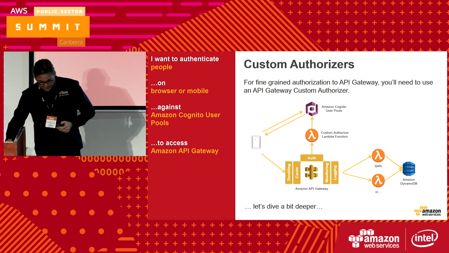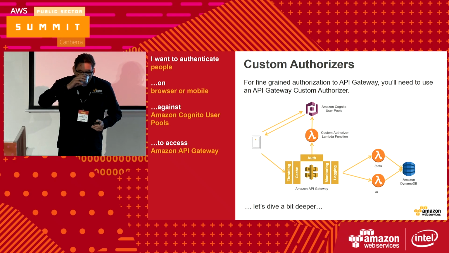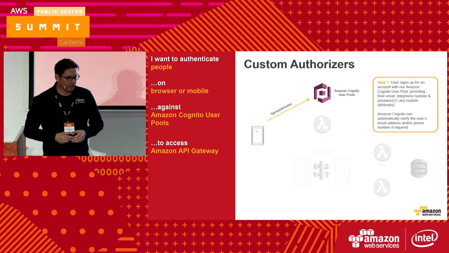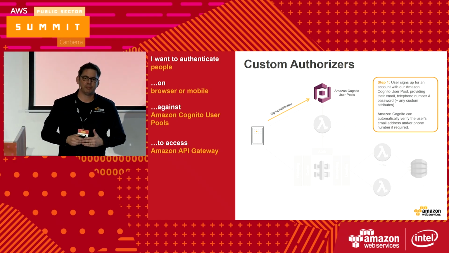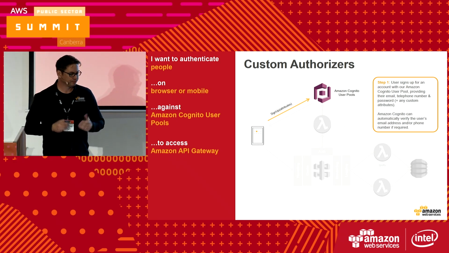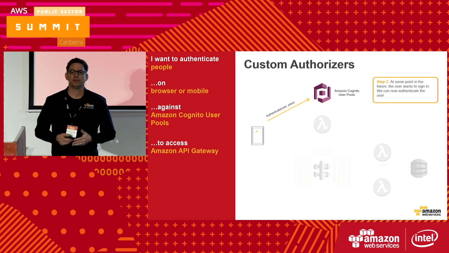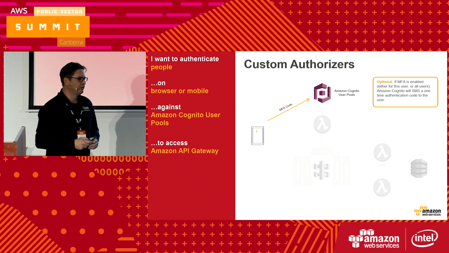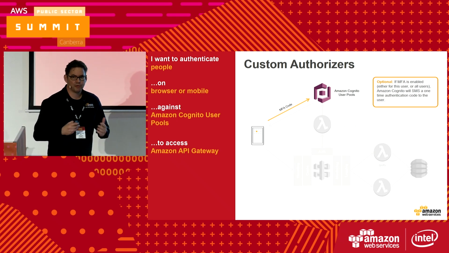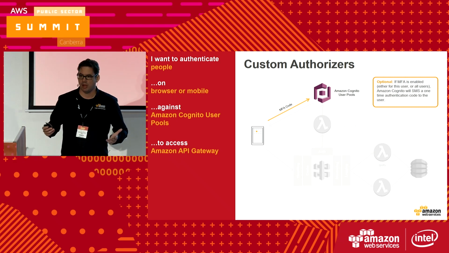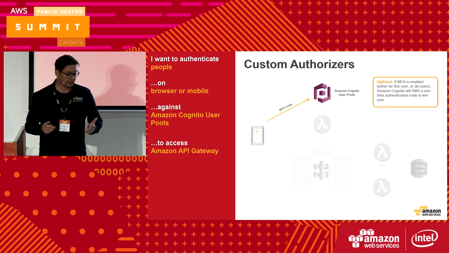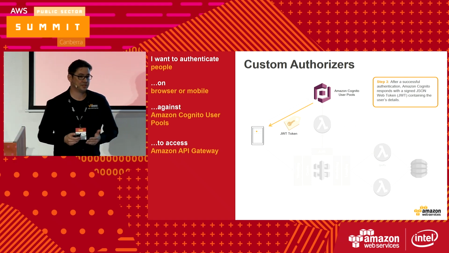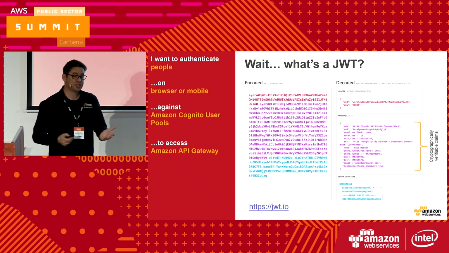Now, custom authorizers work a little bit like this. Initially, your users are going to sign up to your Cognito user pool. Sometime later, they're going to authenticate against your application, and they may be challenged for a multi-factor authentication code. Now, provided that everything works as expected and the user has been granted access, Cognito user pool is going to return a JWT token. What's a JWT token?